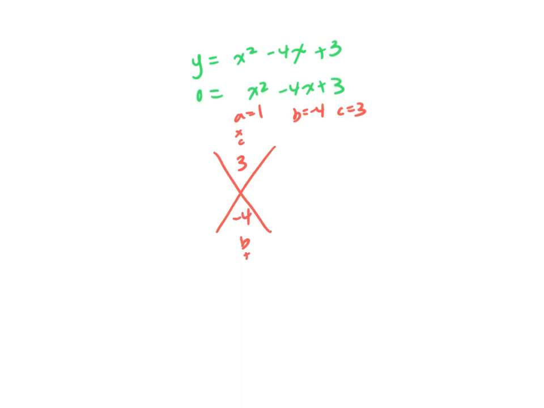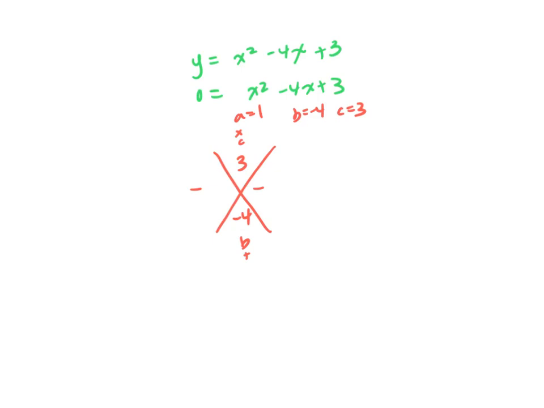And I want to find a factor pair of +3 that adds up to -4. And so the only combination of factor pairs for a positive number that adds up to a negative number is a negative and a negative, because a negative times a negative multiplies to a positive, and a negative plus a negative adds up to a negative.